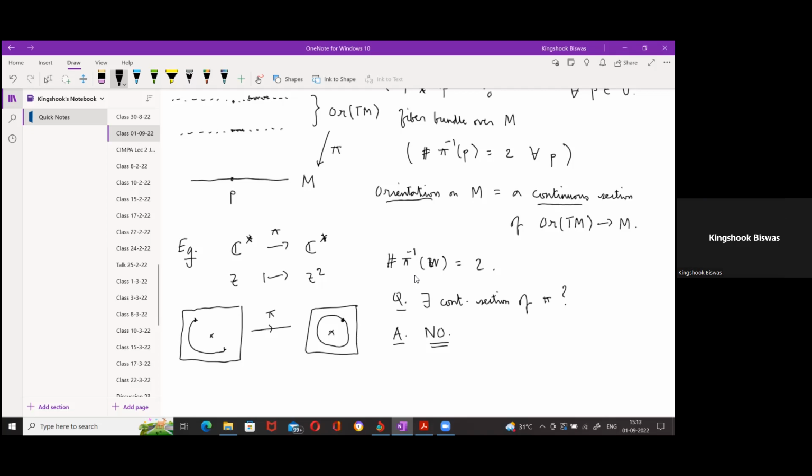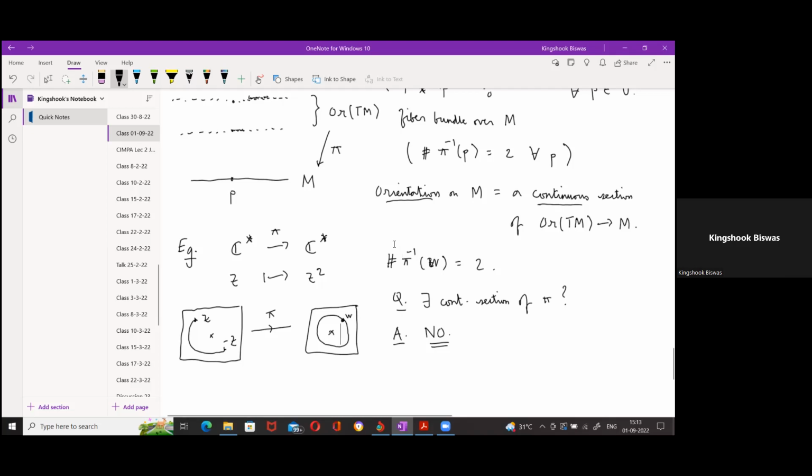If I had a section, the image of this loop would be a loop, right? But the image is not a loop because the image is the lift, and the lift I know goes from one square root z to the other square root minus z. Is this clear? It's just covering theory. You know there's a unique lift of any loop, right? So not every fiber bundle has a continuous section.